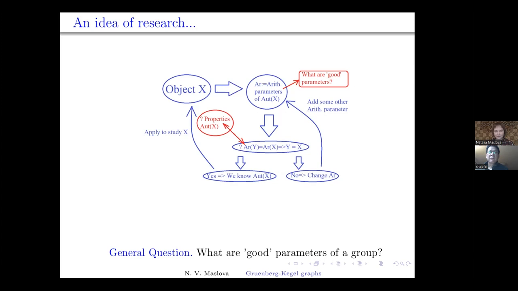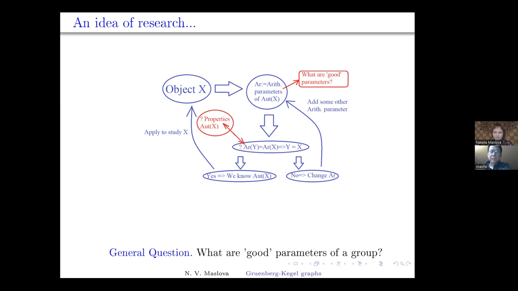And here we have two interesting points. The first point is, what are good arithmetical parameters? What are excellent arithmetical parameters? I think that good arithmetical parameters are such that we can easily find them, and they give good information about the automorphism group of the object. The second point is that possibly we don't want to determine the automorphism group uniquely, but we need just some information about its group theoretical structure and about some properties of its action, and so on.